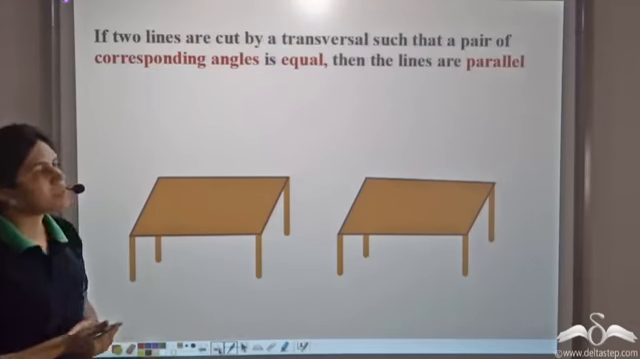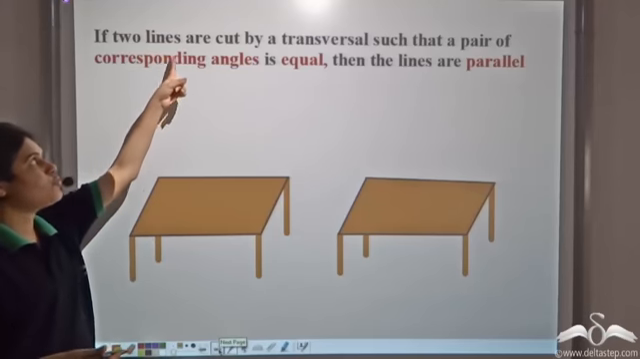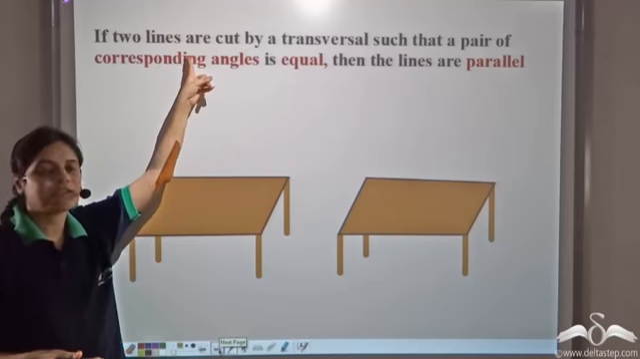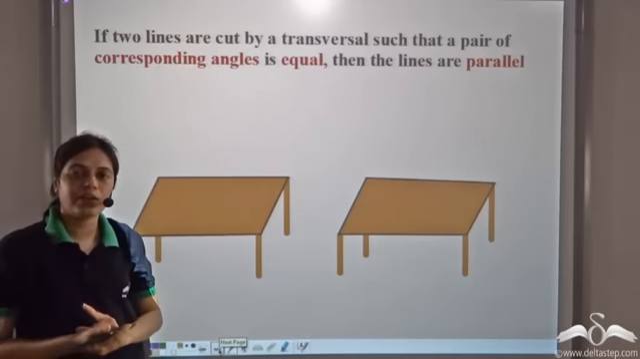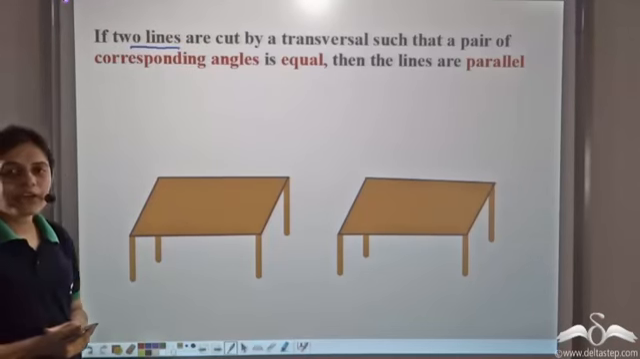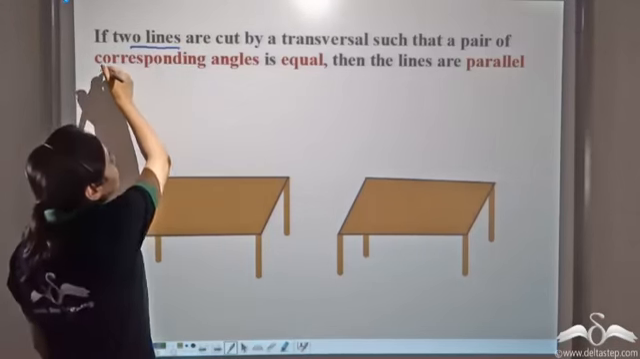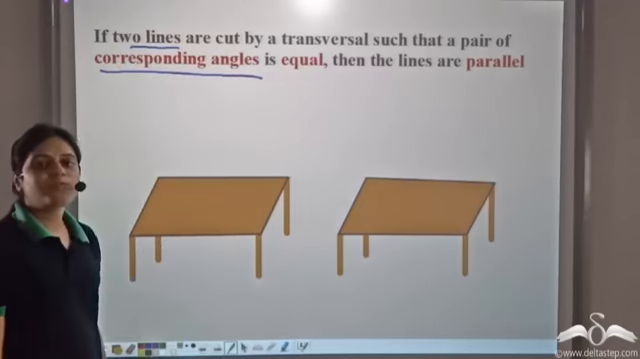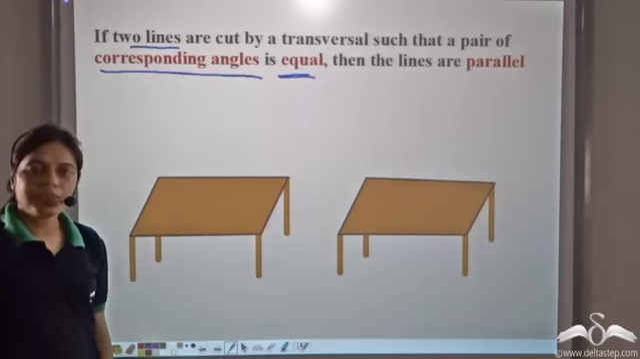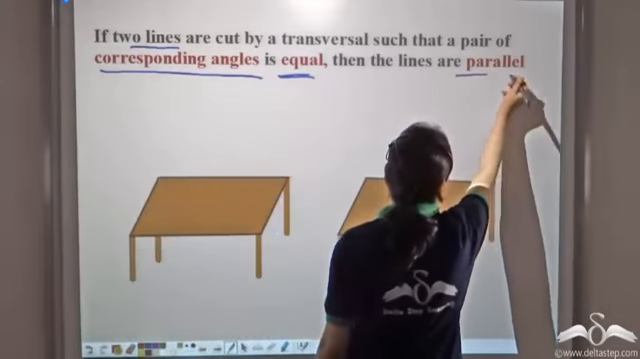The converse of this says that if 2 lines, by 2 lines, we mean any 2 lines, we do not know whether they are parallel or not, are cut by a transversal such that a pair of corresponding angles is equal, then we can say that the lines are parallel.